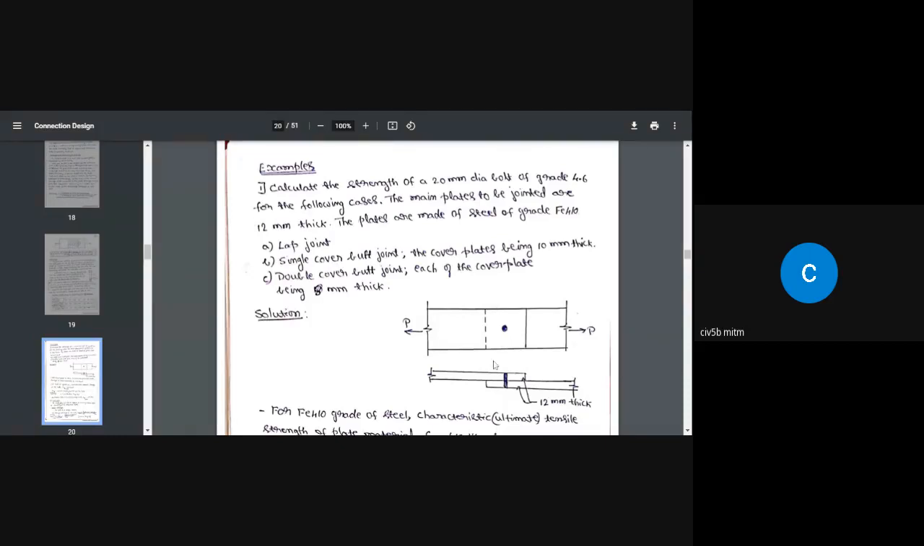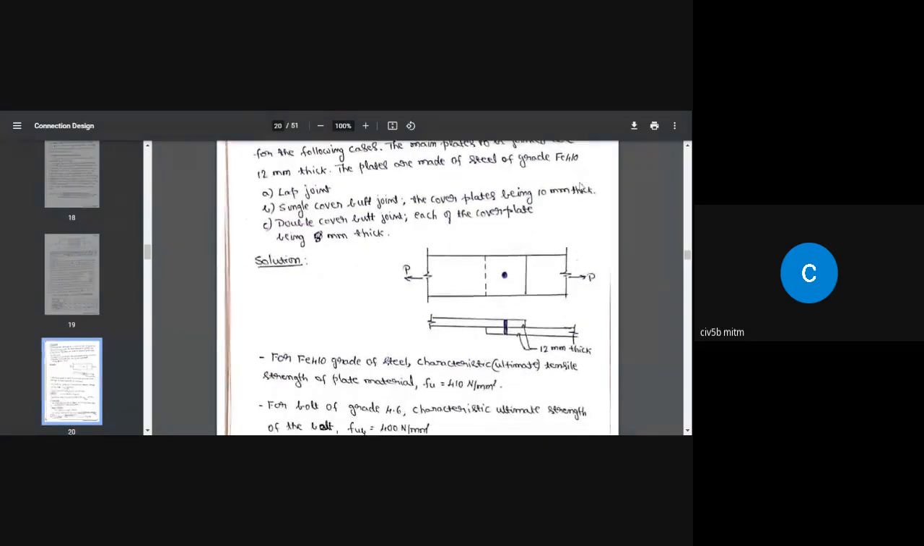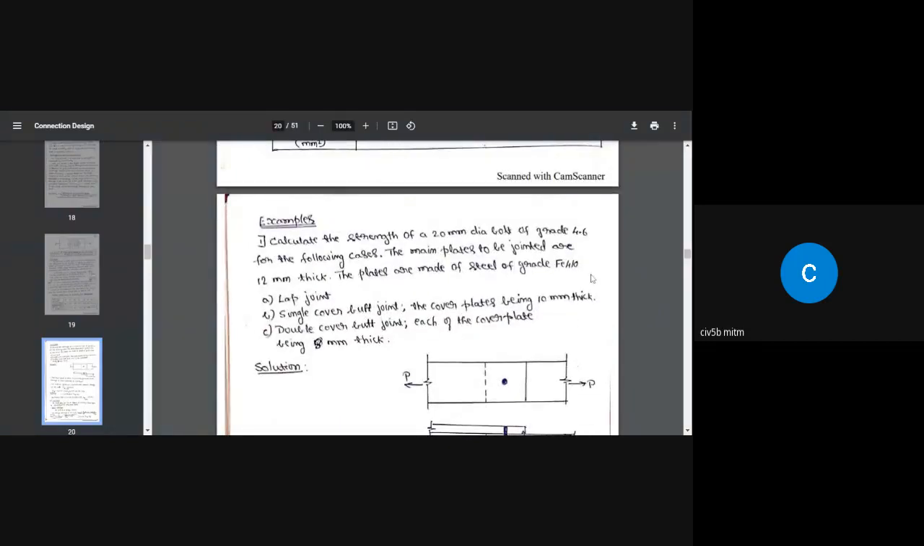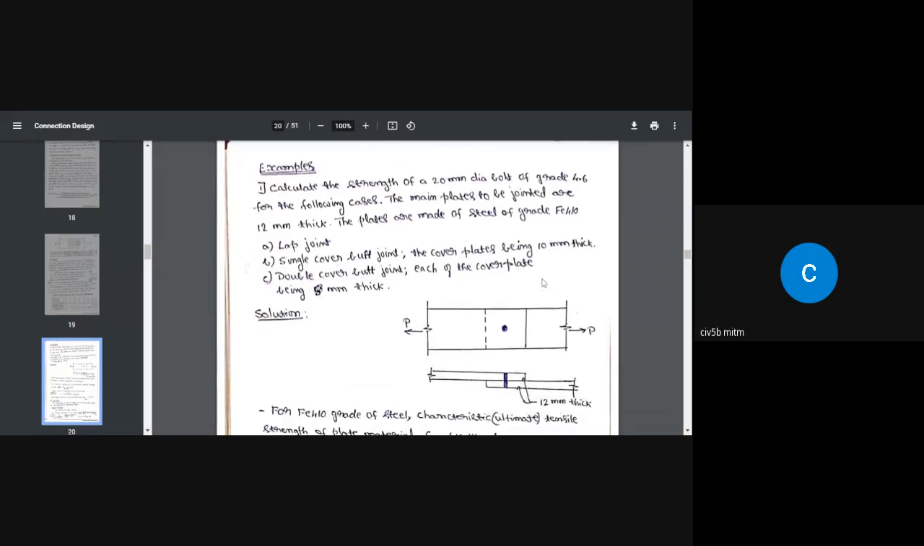Here, 20 millimeter diameter bolt of grade 4.6. What is the grade of the bolt? It is 4.6. That means this is ordinary bolt or black bolt or rough bolt. What is the ultimate tensile strength of this bolt? It is 4 multiplied by 100, that is 400 Newton per millimeter square.